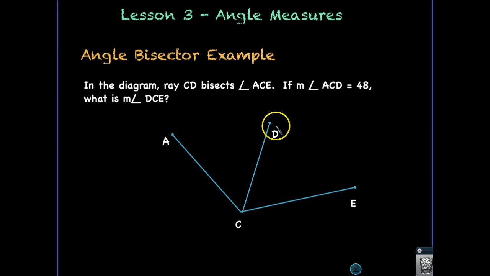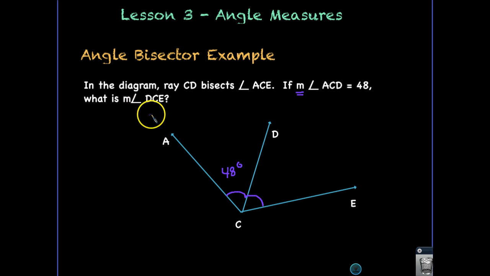Now let's practice that algebraically, see what that looks like. In this diagram, ray CD bisects angle ACE. So right away, a trick for you guys is to always draw these out and go ahead and put the marking in. So I'm going to put two congruency marks in here, meaning that this angle ACD is congruent to angle DCE. Then they give us some information, and this M right here means the measure. So if the measure of angle ACD is 48, I'm going to go ahead and write 48 in here.